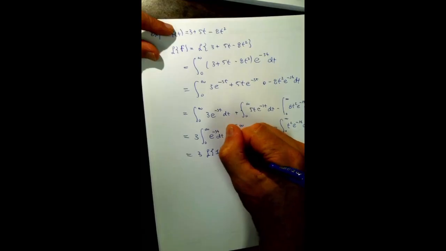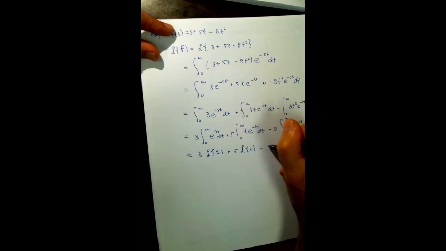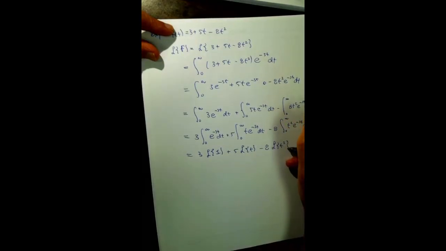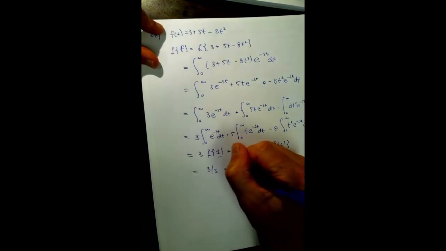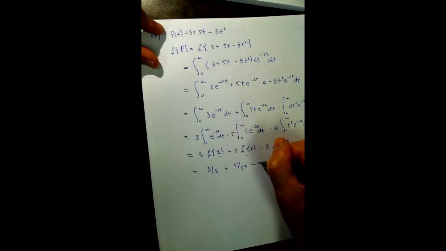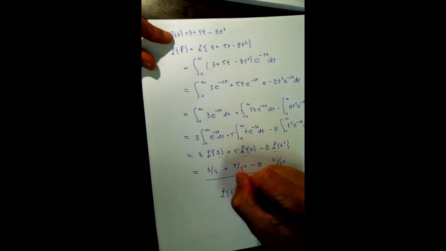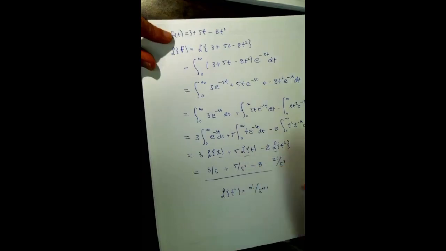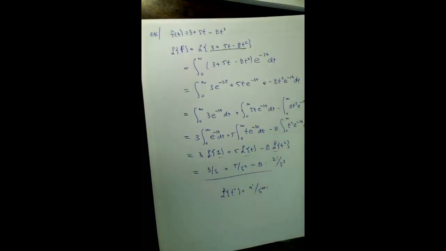This is just the Laplace transform of 1, 3 times the Laplace transform of 1, plus 5 times the Laplace transform of t, minus 8 times the Laplace transform of t squared. And if you know these patterns, this just becomes 3 over s plus 5 over s squared minus 8 times 2 factorial over s cubed. And there's my Laplace transform. And because I know that the Laplace transform of t to the n is n factorial over s to the n plus 1, dealing with things in this form becomes easy.